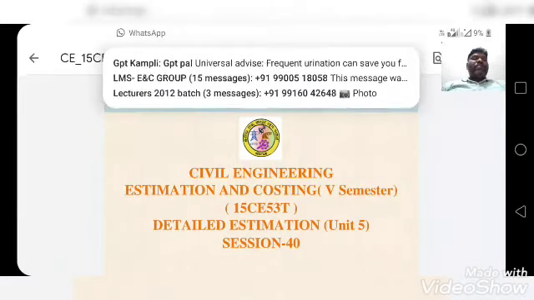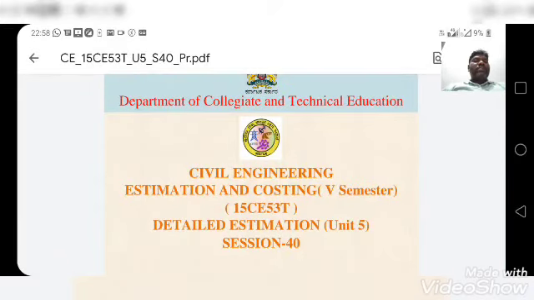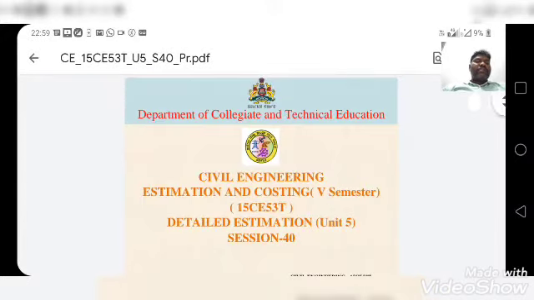Organized by the Department of College and Technical Education, Civil Engineering Department, under the Learning Management System. Today's topic is detailed and abstract estimation for a hexagonal building by the center to center line method.